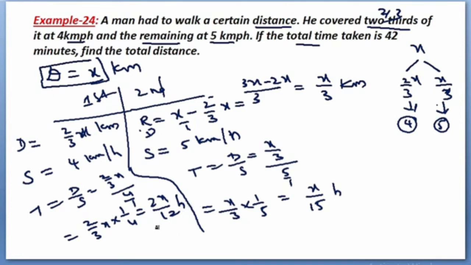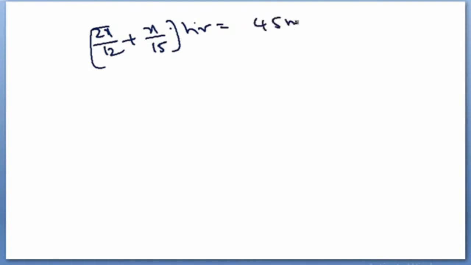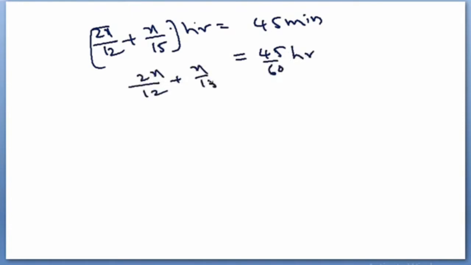So now we got this is the first case time and this is the second case time. Now we are adding these two. Why? Because the given total time is equal to 45 minutes. So first case time we have 2x by 12 plus second case time we have x by 15 hours, and the total time they gave is 45 minutes. Now you should convert these 45 minutes to hours, that will become 45 by 60 hours. Then this will become 2x by 12 plus x by 15 hours.